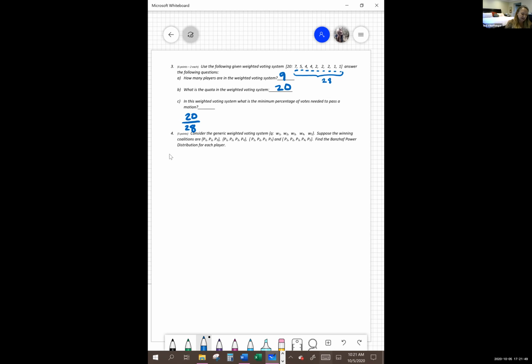So that gives us approximately, well, that's 71.714. So basically we got to round up, because it doesn't make sense to have a partial vote. So they need about 72%. The minimum percentage is 72% of the votes to pass.